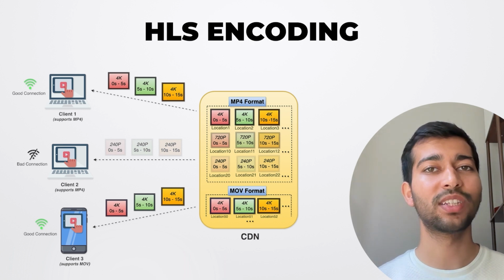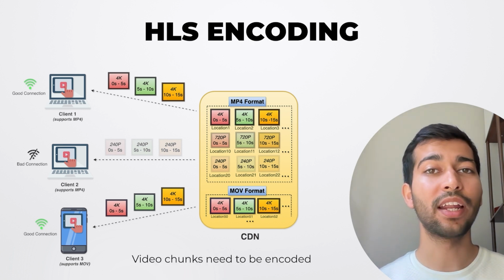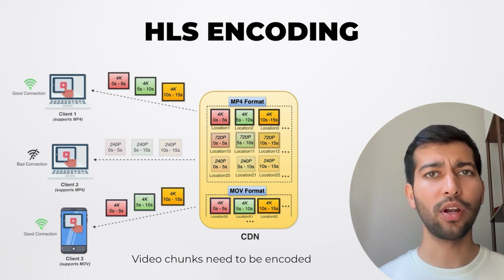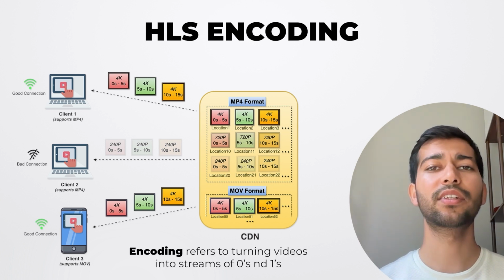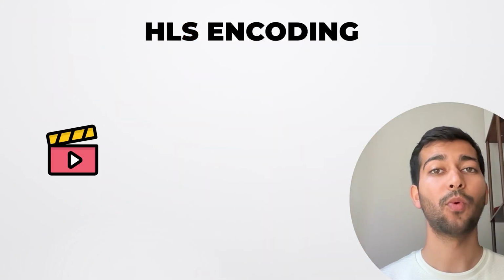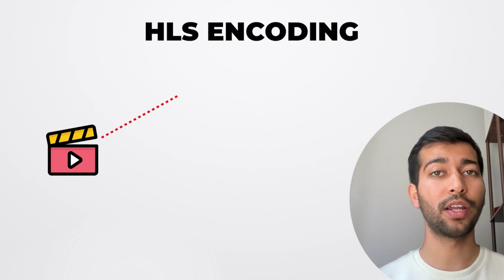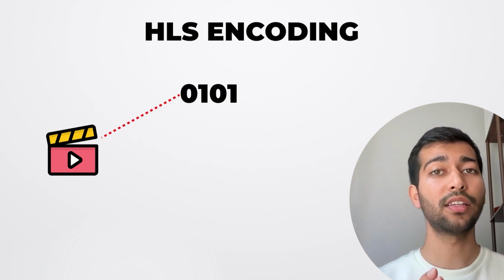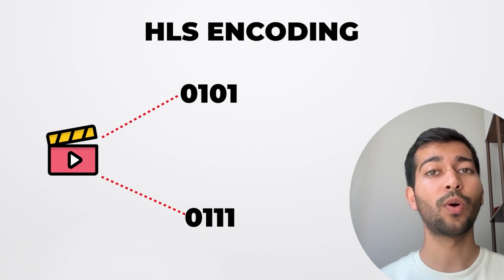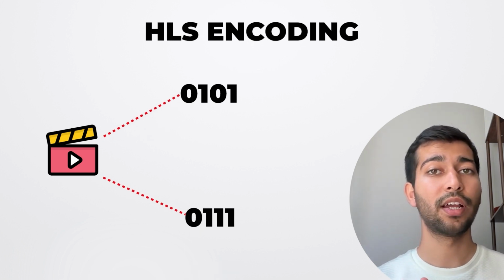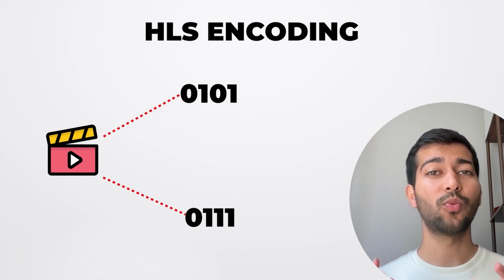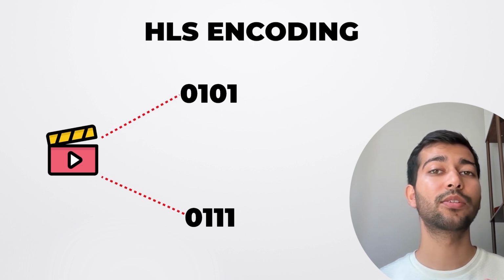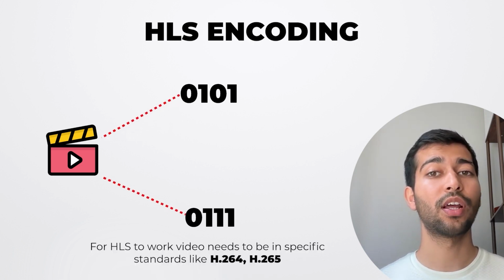Whenever we stream videos with HLS, the video chunks need to be encoded in a certain way. What is this encoding? We talked about formats and resolutions, but what is this encoding? Encoding simply means turning the video into stream of zeros and ones. So let's say we have video 1. One kind of encoding can convert that video 1 into 0101, whereas another kind of encoding could convert it into 0111. So as you see, different encoding converts these video formats into different kinds of zeros and ones. So for HLS to work, the video needs to be encoded using specific standards like H264 and H265.